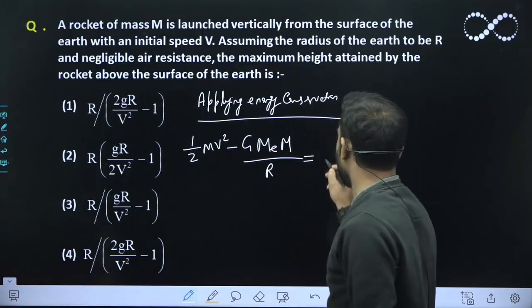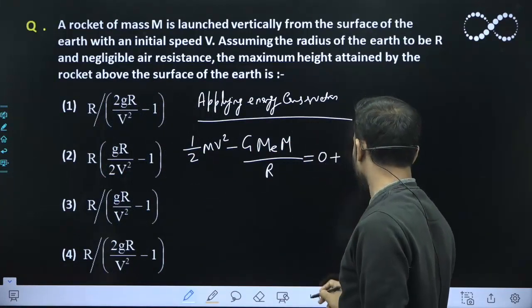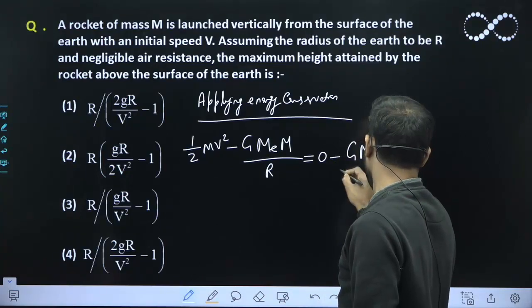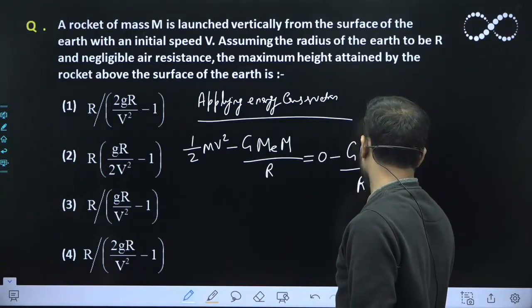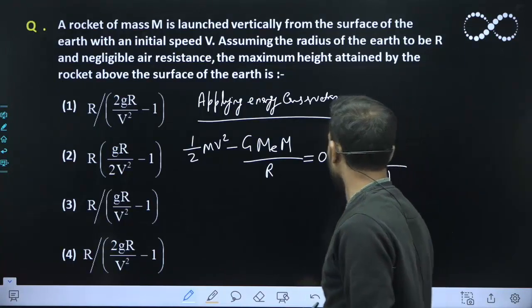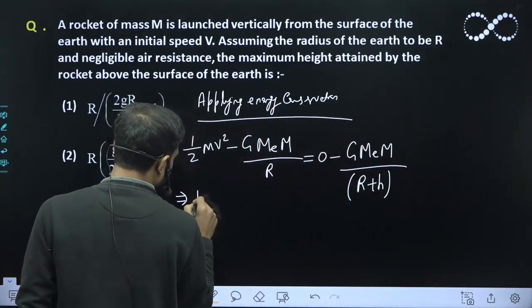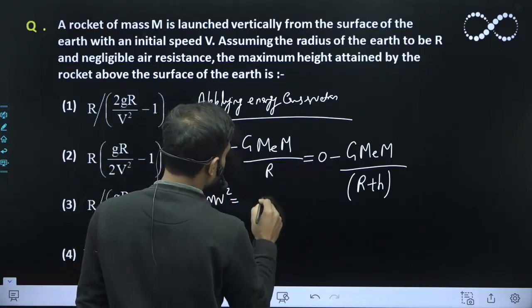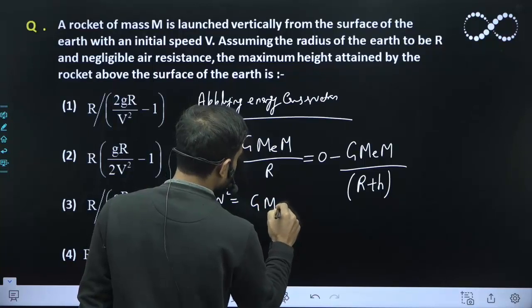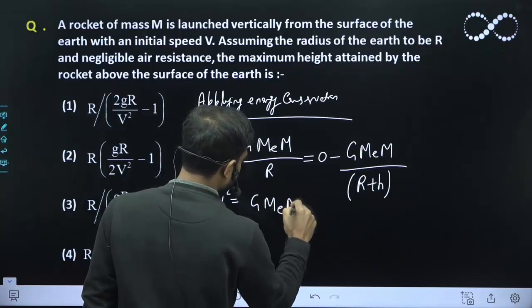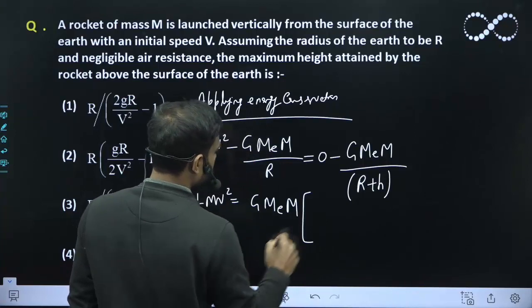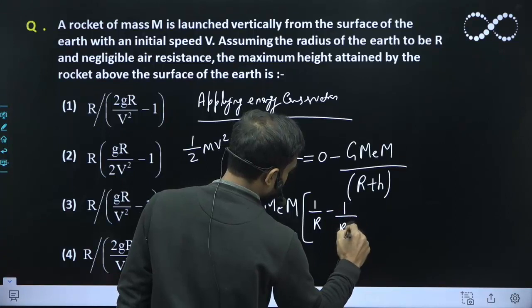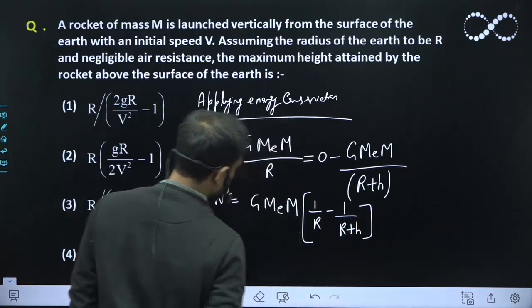Finally the kinetic energy will become 0, so 0 plus the potential energy, and that will be minus G Me m upon, suppose the height is h, R plus h. So from here I can say 1/2 m v squared is equal to, taking this one to this side, G Me m, which comes as common, times 1 upon R minus 1 upon R plus h. So that will be there.